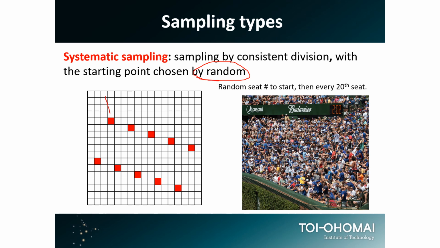And so perhaps you start with this one. And then you go every 20th seat. So 20 seats down this way and then this way, and you wind up with this one. And then you go into the next 20 seats. And every 20th seat you sample, and that's one of your data points. And this is called a systematic design.